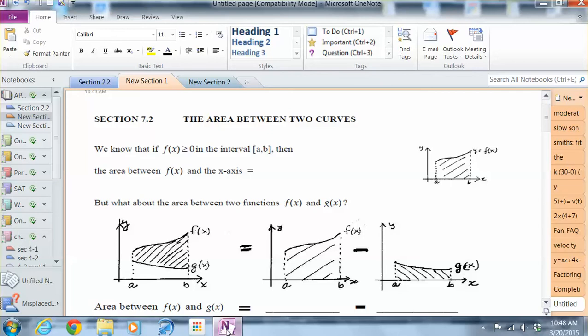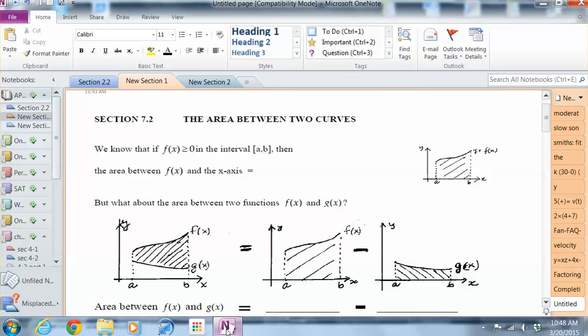Anyway, so let's talk about the area between two curves. So 7.2 kind of takes what we've done with definite integrals and takes a step further. So again, we're trying to look at how we can apply the stuff that we've learned from chapter 5 and 6. And so here we're going to talk about, again, the area between two curves.